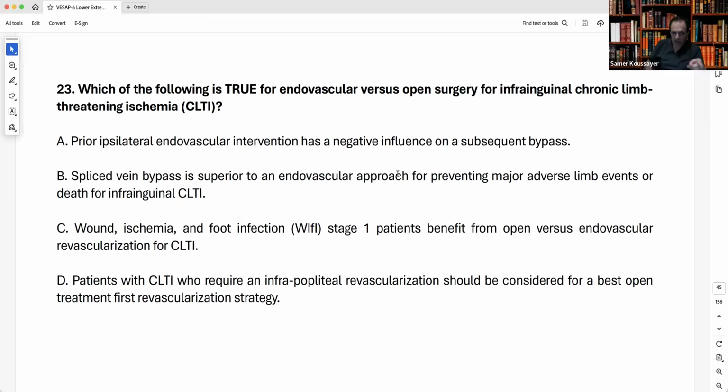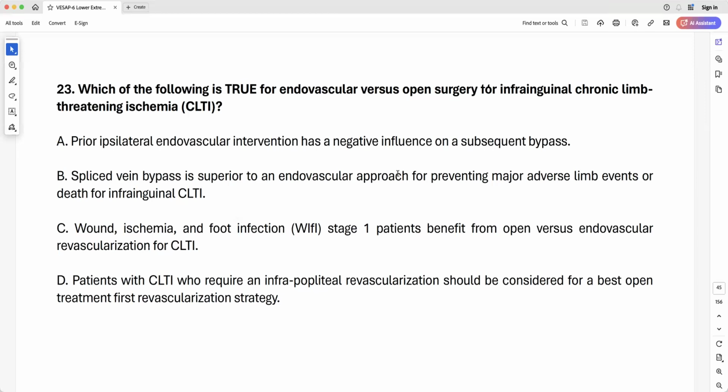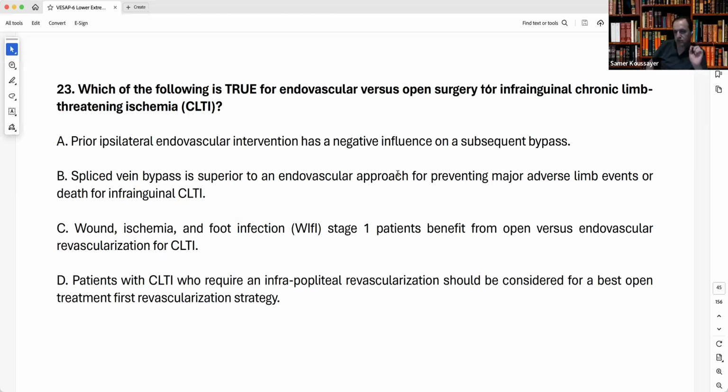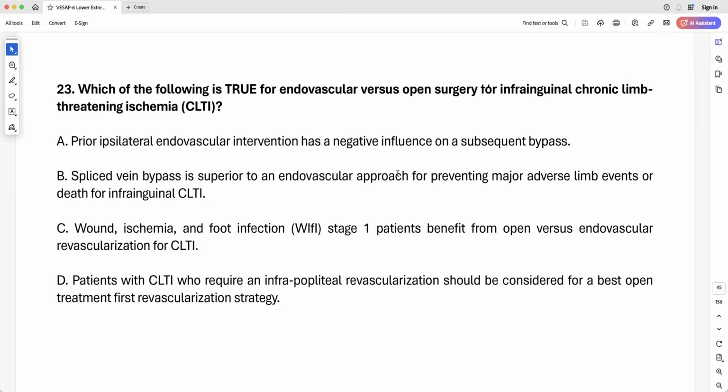Okay? Yes. But what is the problem? Why does this make the sentence wrong? Because they didn't say you have a good vein. So the same sentence: patients with CLTI who require infrapopliteal revascularization should be considered for BEST-CLI open treatment revascularization strategy. If he has a good saphenous vein, then it becomes correct. But they didn't mention it, then no, you cannot take it, because they put a very important condition: you have to have a good saphenous vein. This was a very important part of the trial. So I think A is the correct answer. A is the correct answer, yeah.